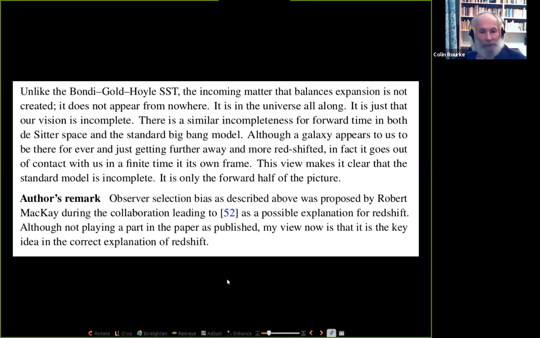Okay, this observer selection bias was proposed by Robert Mackay during the collaboration we were doing on a paper for Redshift. And though we didn't actually use it in the paper we published, it's now my view, and Robert's view too, that it's the key idea for the correct explanation of Redshift, which I've given you today.